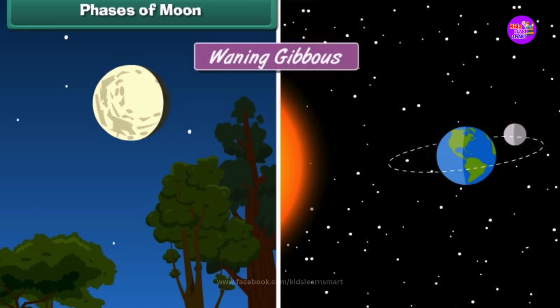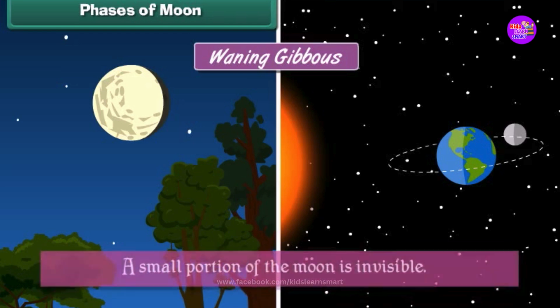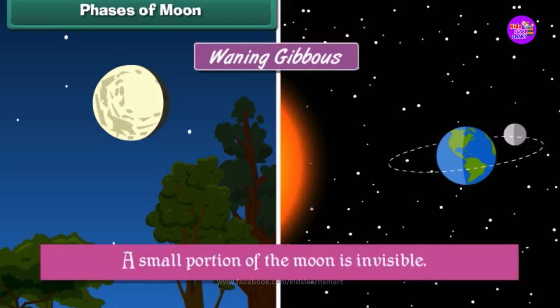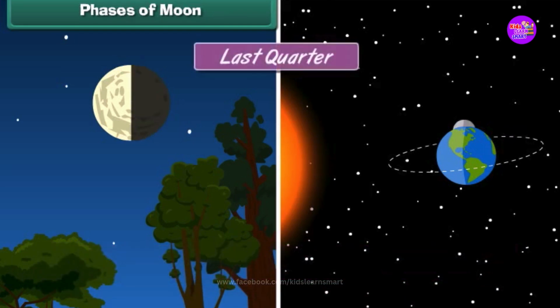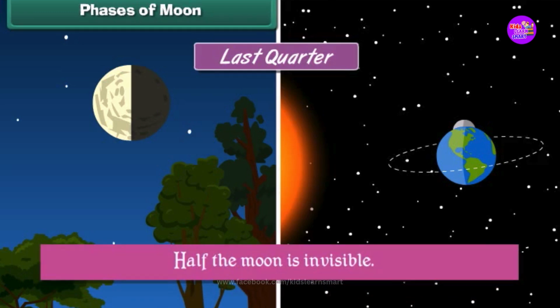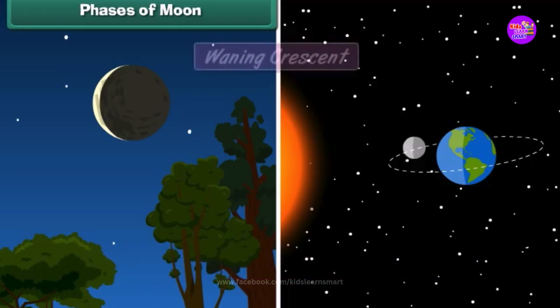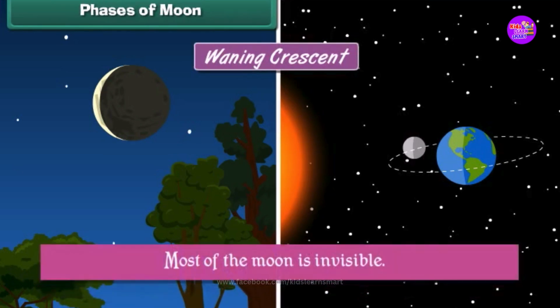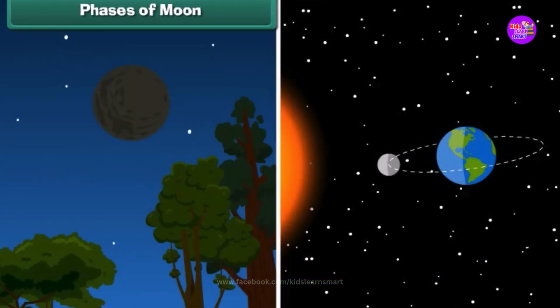Waning gibbous. It is the phase that follows the full Moon phase. A small portion of the Moon is invisible. Last quarter. It is the phase that follows waning gibbous. Half the Moon is invisible. Waning crescent. It is the phase that follows last quarter. Most of the Moon is invisible. After the waning crescent phase, the Moon becomes completely invisible.